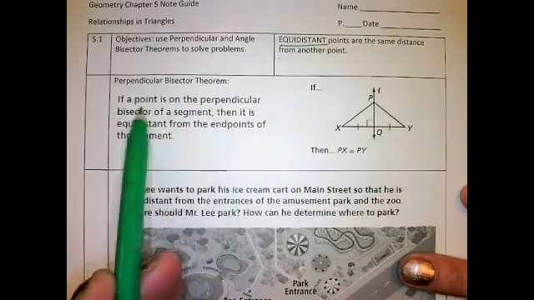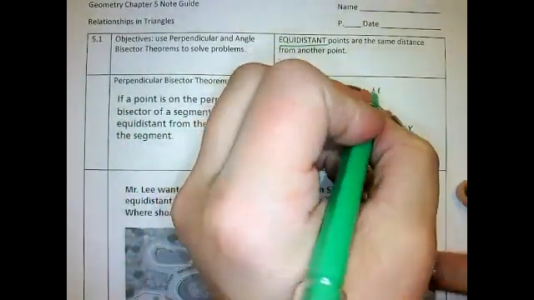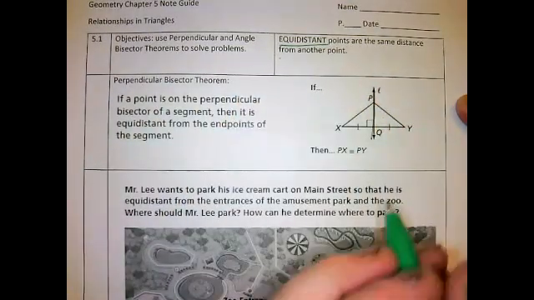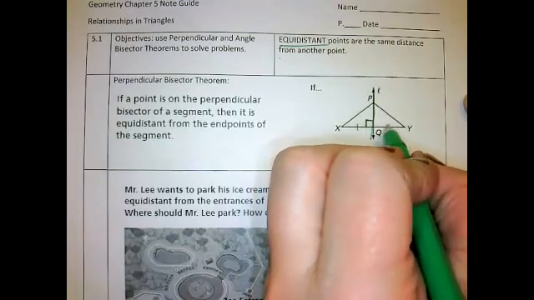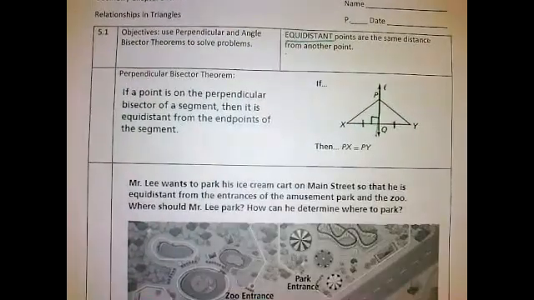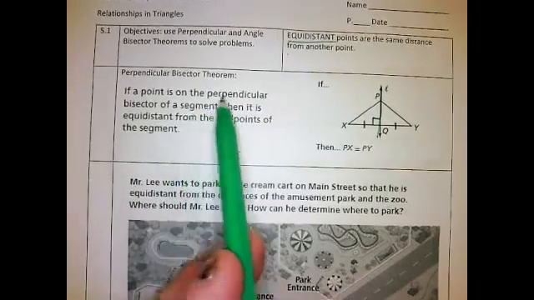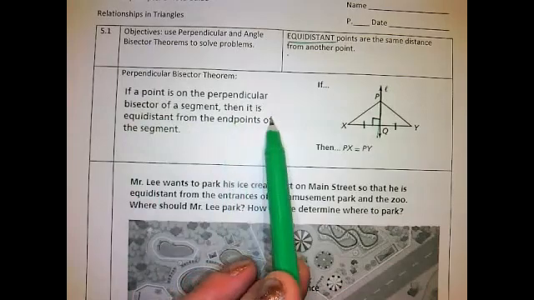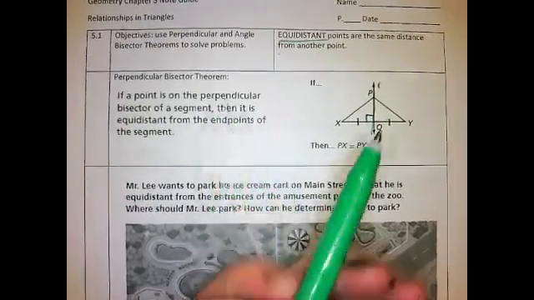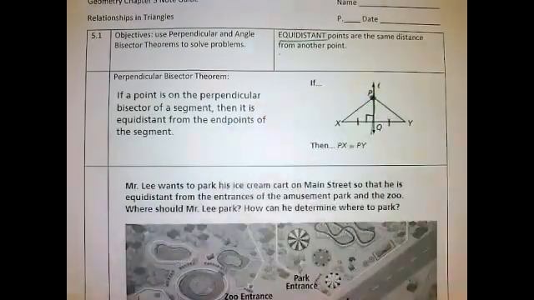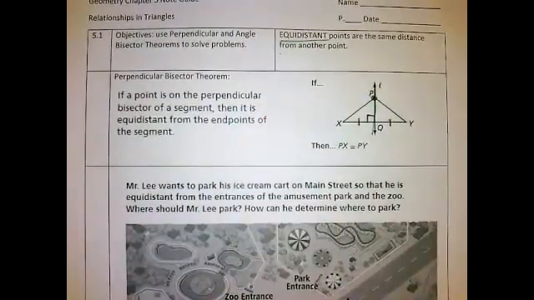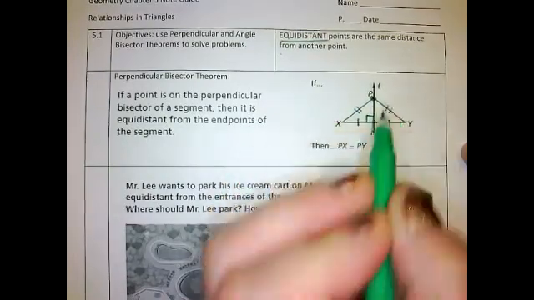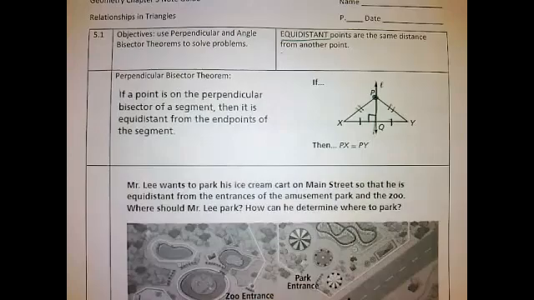So first off, a perpendicular bisector of a triangle is perpendicular to one side and it cuts that side in half. So if a point is on the perpendicular bisector of a segment, then it is equidistant from the endpoints of the segment. So that means that this point P is on the perpendicular bisector, which makes these two, XP and PY, congruent.